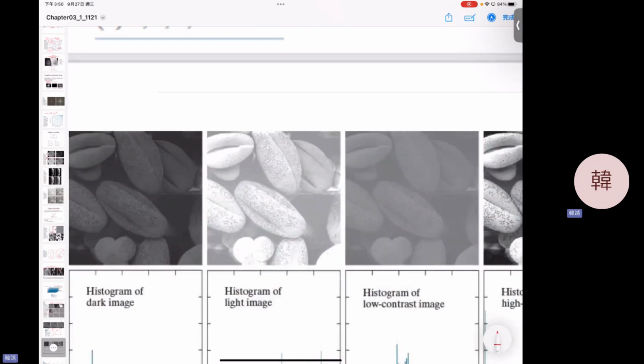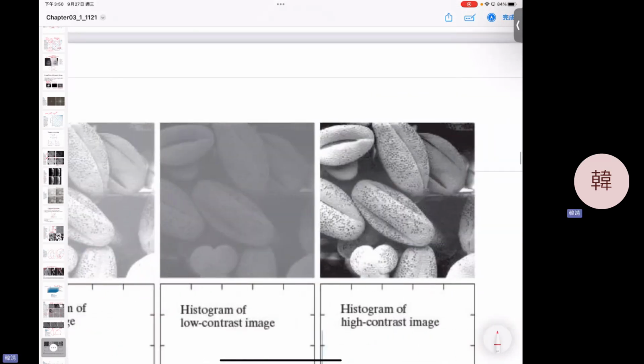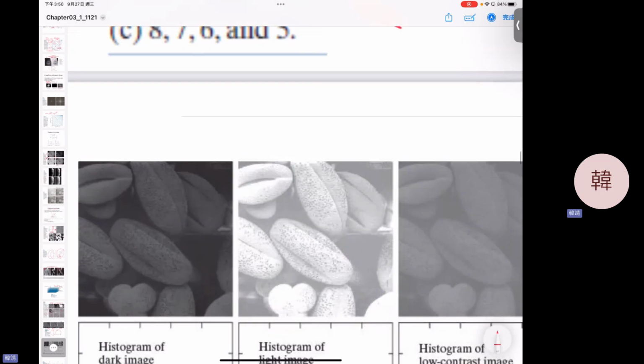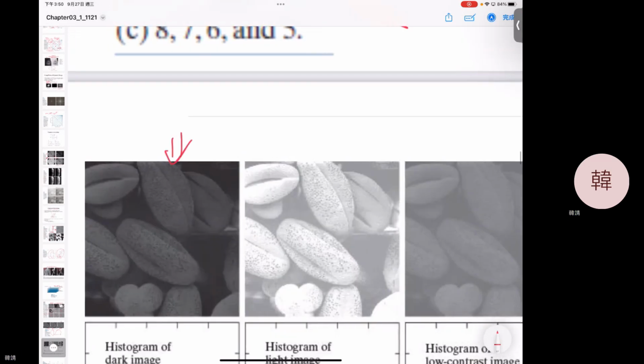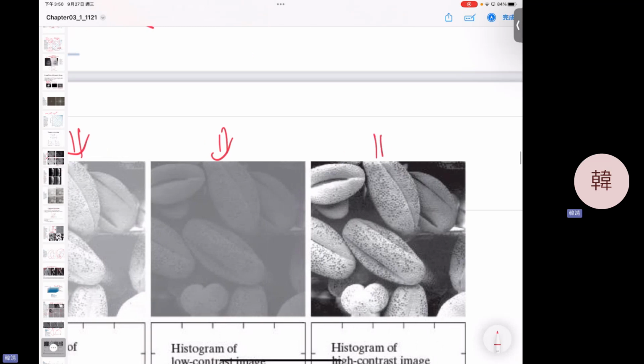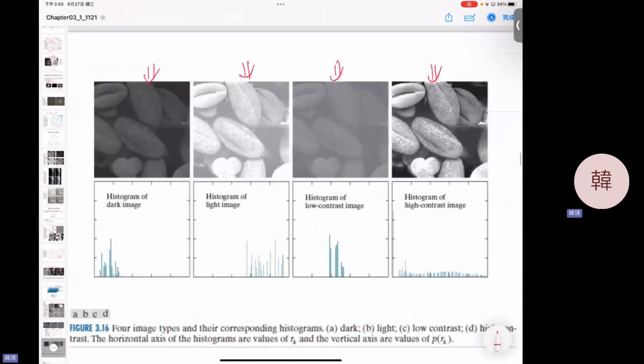Let's look at these four images, okay, the pattern. Look at these four different images. Can you imagine the histogram? The histogram is the gray level distribution of the image. Do you know what the distribution is in your mind? This one is a dark image, a bright image, a gray image, and this is a clear image. If you compare and think about the histogram distribution, I think you have this in mind already.